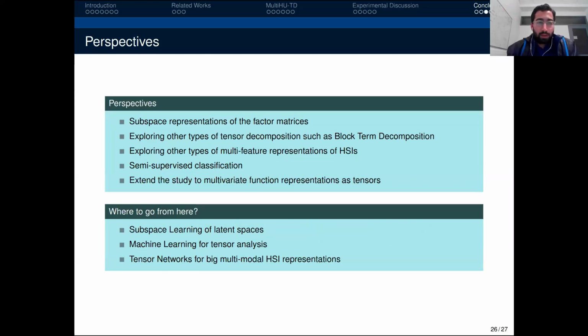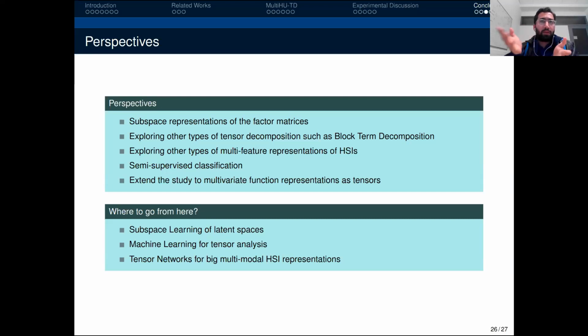As perspectives, one would want to see subspace representations of the factor matrices. That would go maybe to subspace learning, to manifolds, etc. Exploring other features of tensor decomposition, like block term decomposition, because CPD usually is constraining to the rank, while block term decomposition can relax a little bit the spatial features.